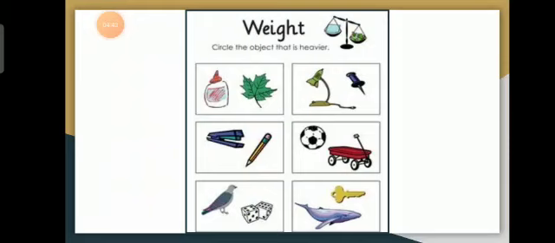You can see over here on this slide, we have a balance. We will put these two things one by one on both sides. The heavier object will come down and the lighter object will go up. This balance we are using for measuring the weight. The heavy thing comes down and the lighter thing goes up. But without measuring the weight, I will circle the heavier object.